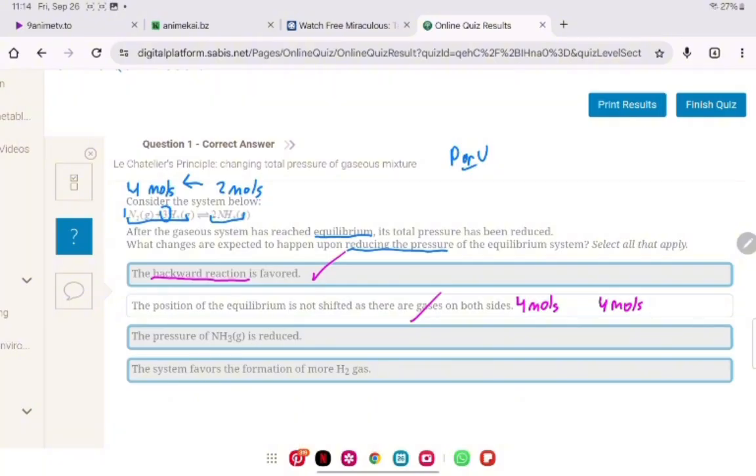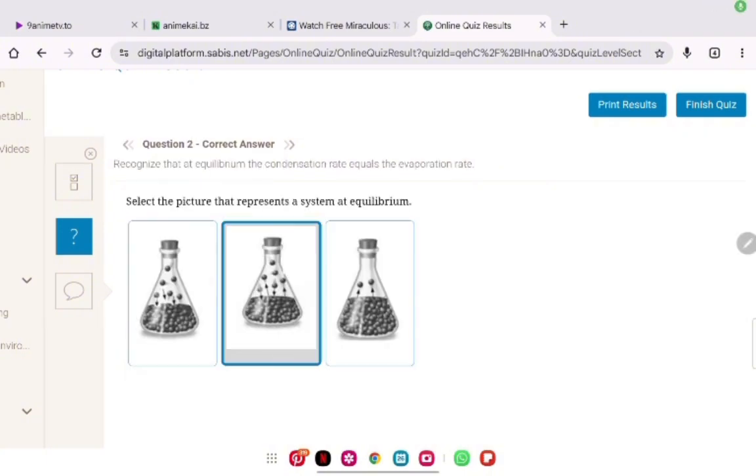The pressure of NH3 is reduced, yes, because NH3 is in the product, and since we're going backwards, it's going to go less. So that's correct. And the system favors the formation of H2 gas. H2 is here. N2 and H2, the system would favor getting more H2 and more N2 because you're moving backwards. That's it. This is easy. This is the answer because it's going up, down, up, and it's stable. It makes it stable. That's why it's at equilibrium.